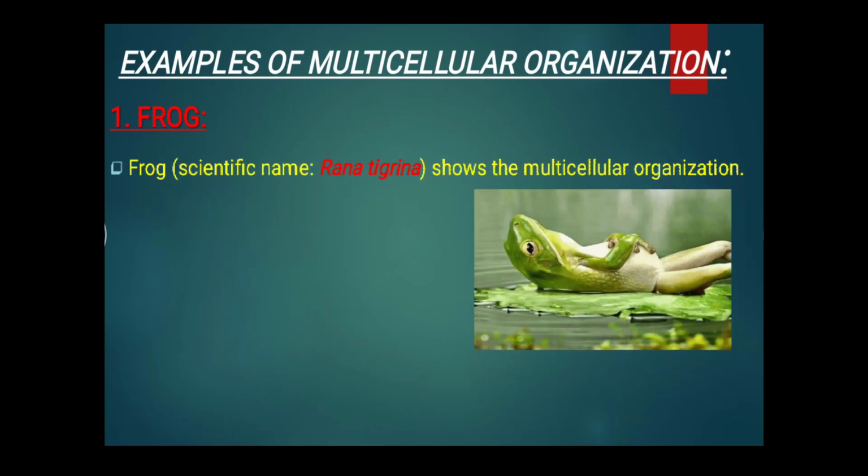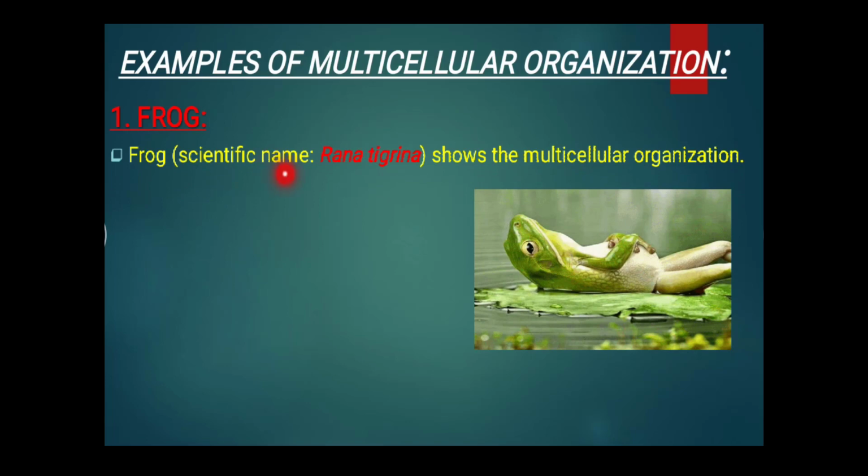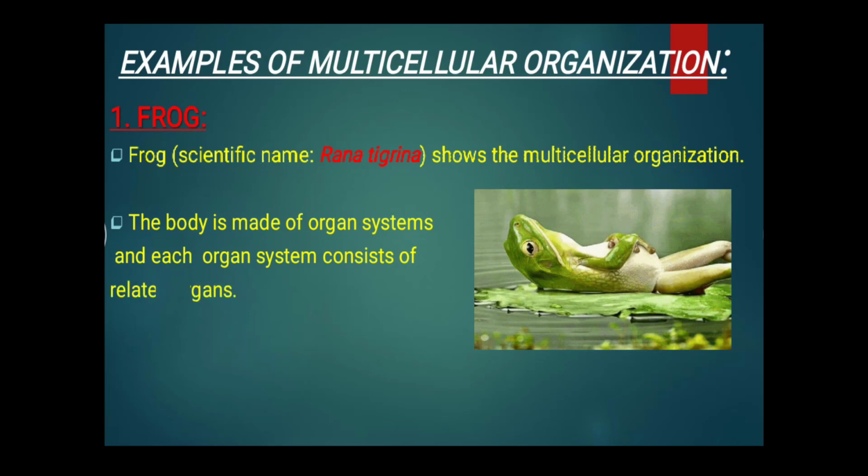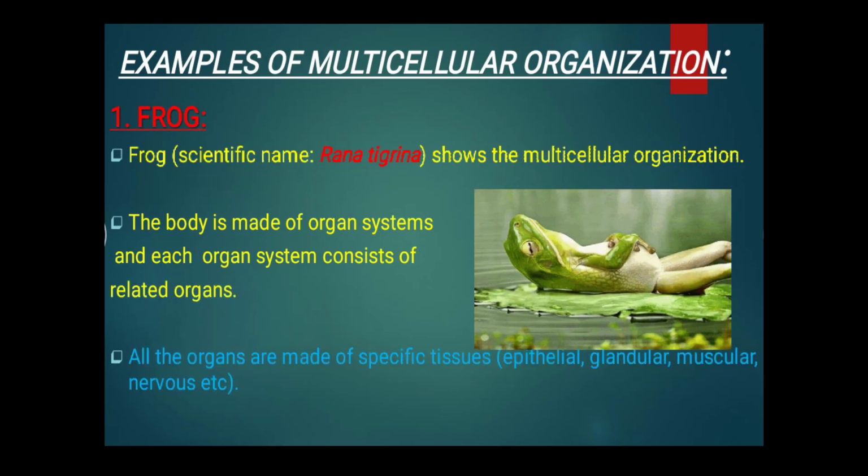Now, examples of multicellular organization. First example of multicellular organization is the frog. Scientific name of frog is Rana tigrina. Frog shows a multicellular organization. The body is made up of organ systems, and each organ system consists of related organs. All organs are made up of specific tissues like epithelial, glandular, muscular, and nervous tissues, etc.